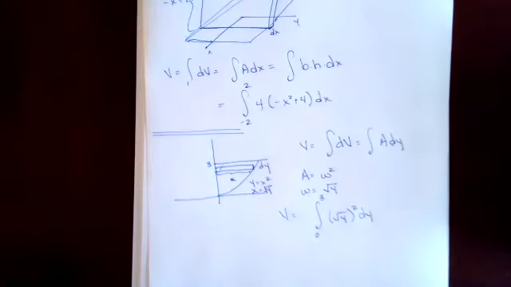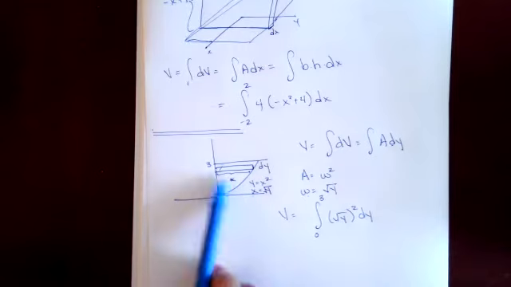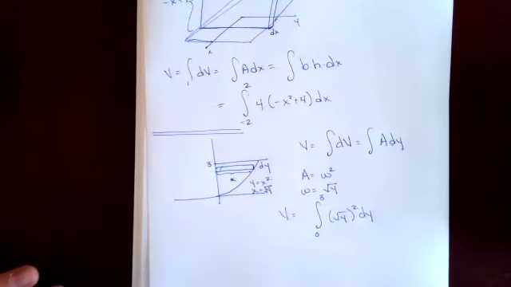Okay, so the last one's a little trickier again. Base is parabolic region, and cross sections are right isosceles triangles. So try to figure that out. It's a little bit more geometric than some of these other ones. So there's a bit more to do to try to figure out right isosceles triangles.